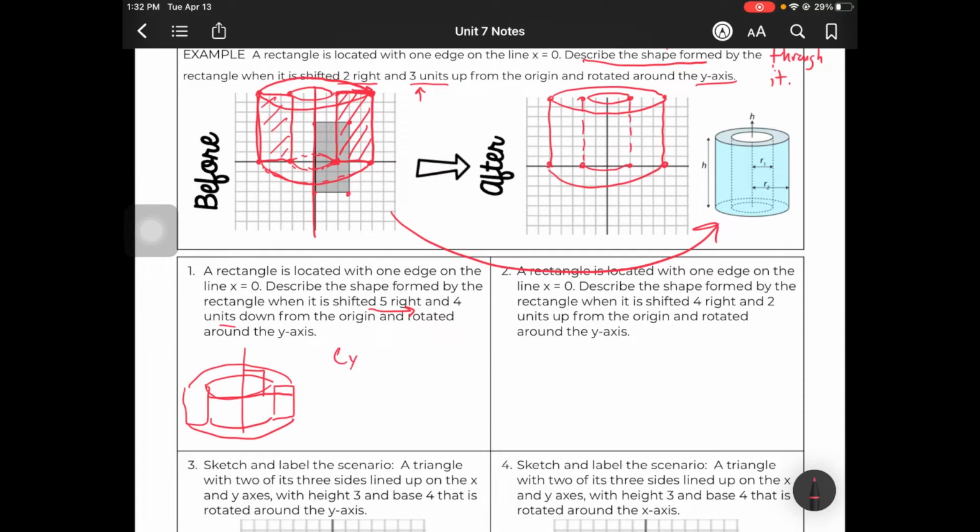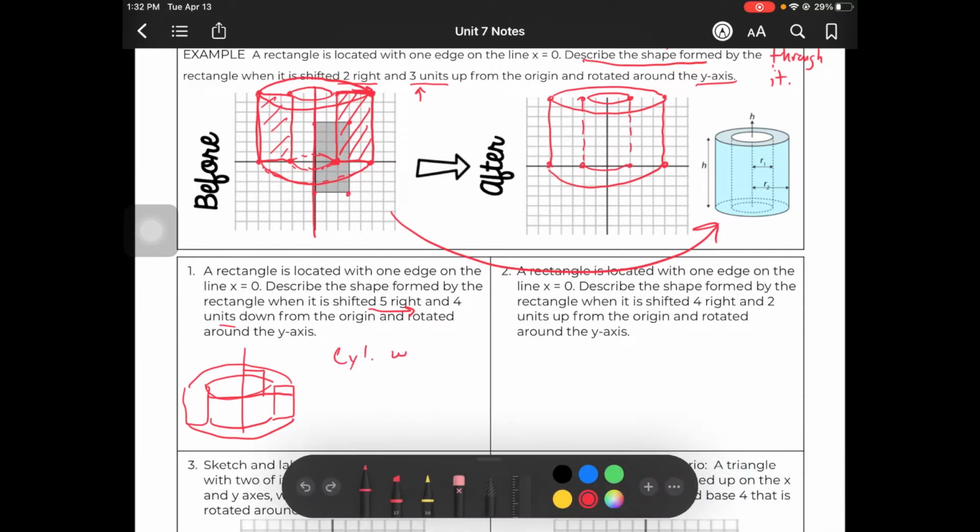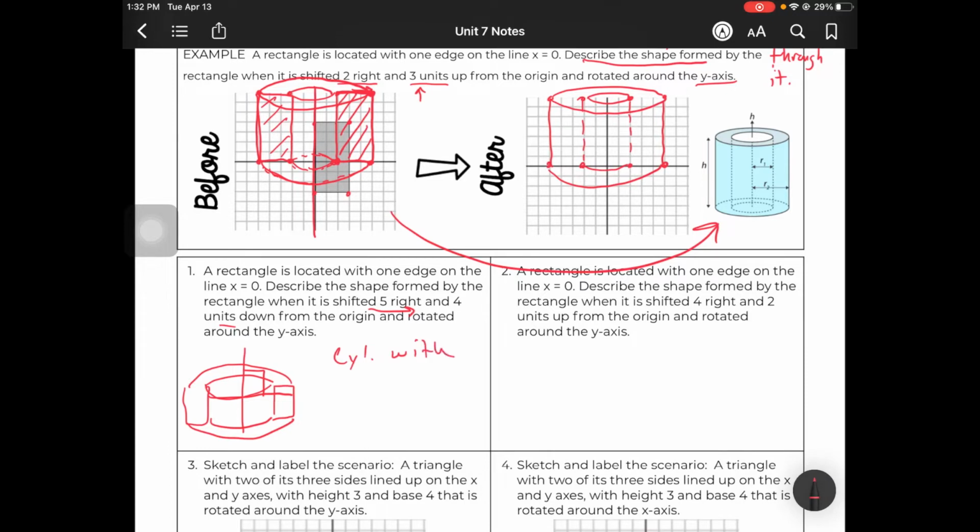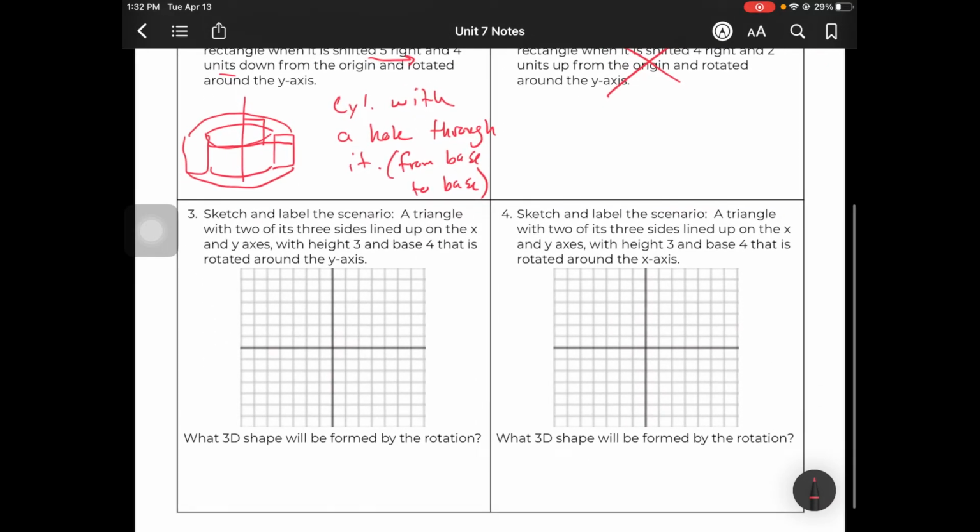Again, we see that we get a cylinder with a hole through it. Okay? That hole goes from base to base. All right? And 2 would be the same thing. We don't need to do that again. All right? 2 is going to be the same example.